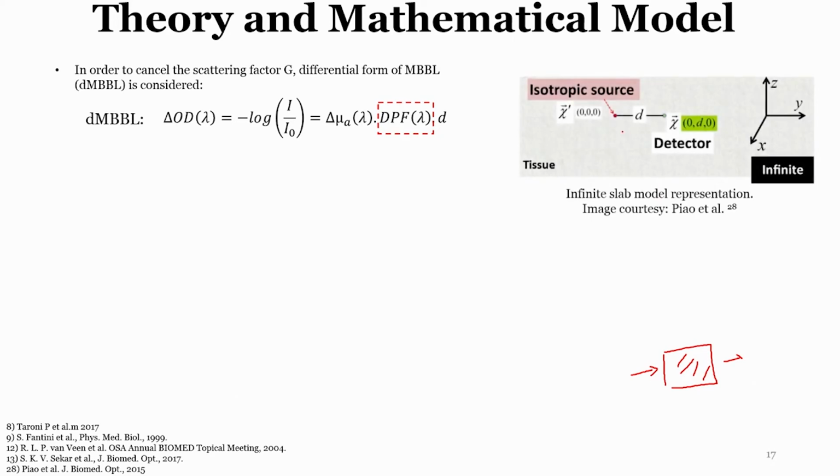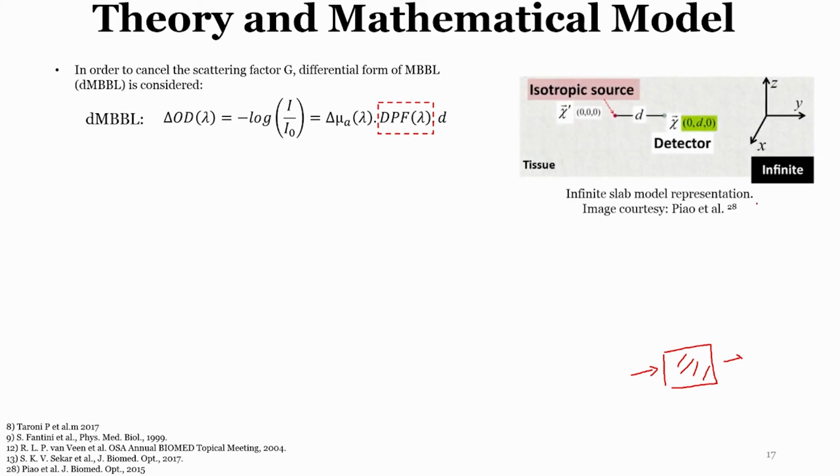Okay, looks good. So, let us move forward. Over here, what we observe is there are two different parameters. The first one is mu a and the second one is DPF. In the case of differential path length, I need to make this simpler. So, instead of assuming the light to be passing through this tissue like this and getting detected like this, what I assume is a simple infinite slab model.